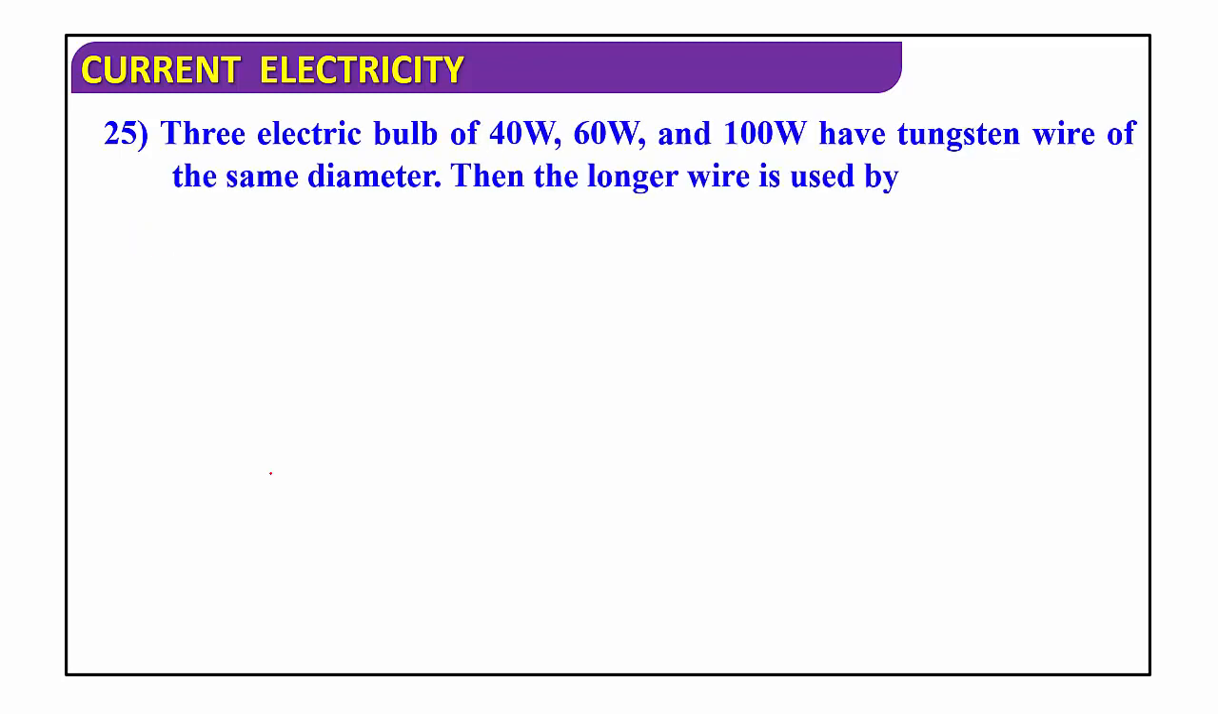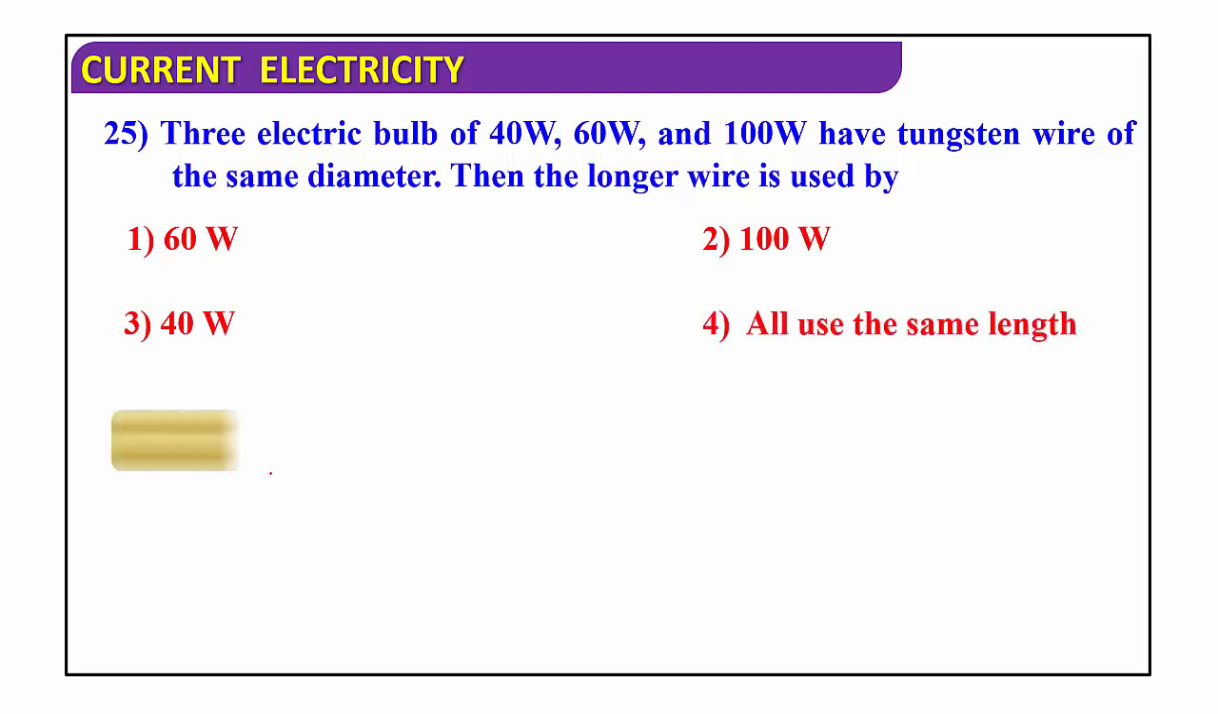25th question. Three electric bulbs, 40 watt, 60 watt and 100 watt, have tungsten wire of the same diameter. Then the longer wire is used by, they had given 4 options. Totally there are 3 bulbs here. First bulb is 40 watt, second bulb is 60 watt and third bulb is 100 watt, having tungsten wire of same diameter. Then the longer wire is used by the 40 watt bulb, or 60 watt, or 100 watt, this is the question.